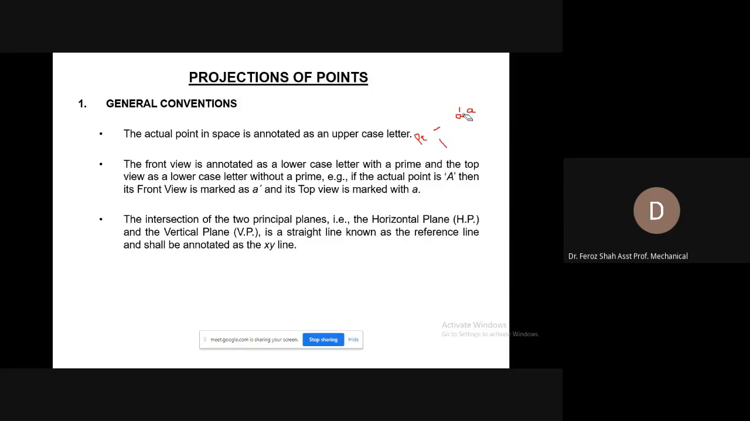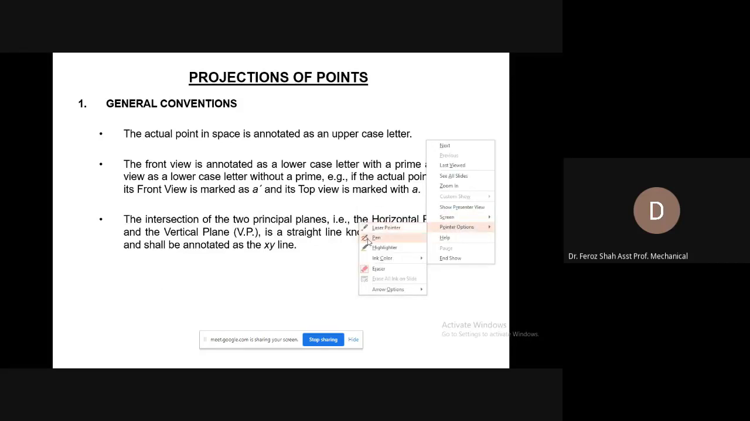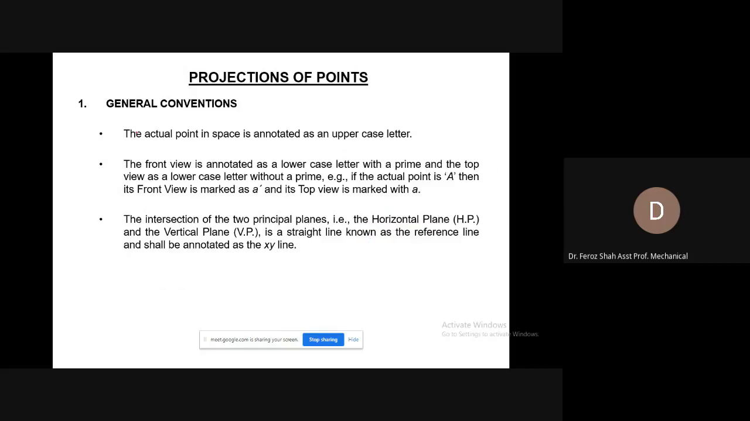Projection of points. As you already know, a point is a geometrical entity having no dimension and indefinite directions. The actual point in space is annotated as an uppercase letter.